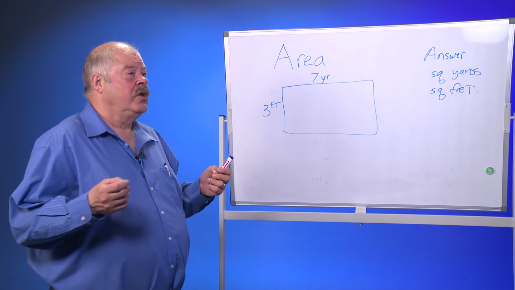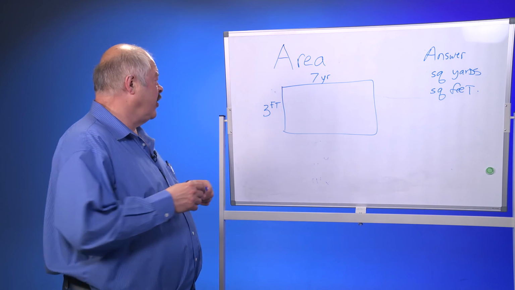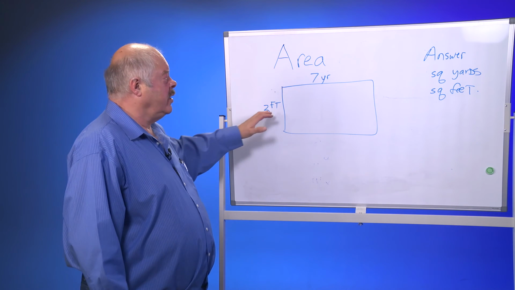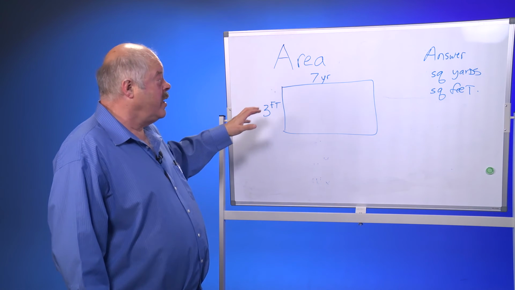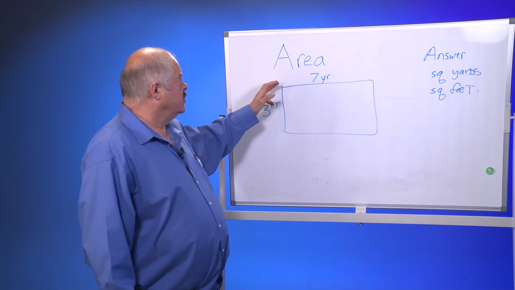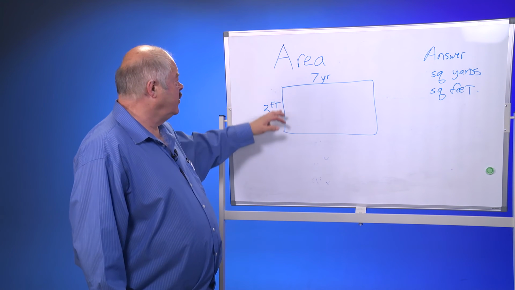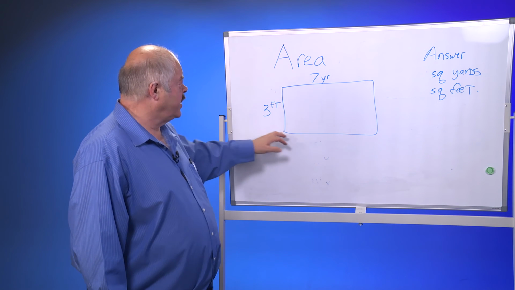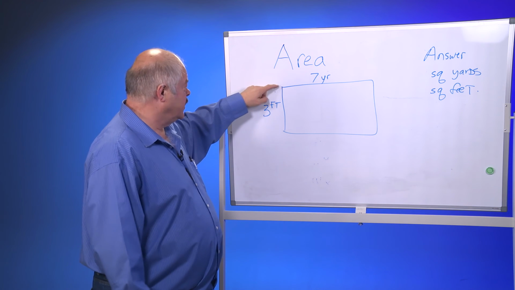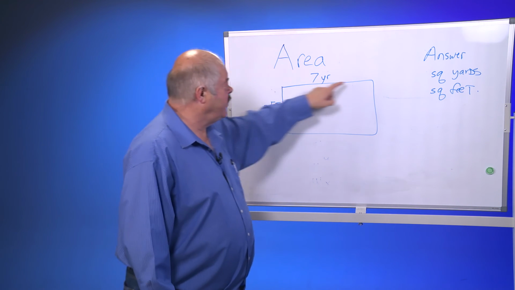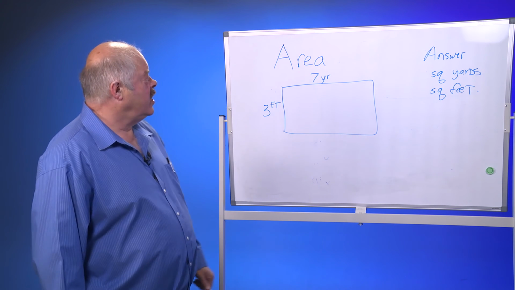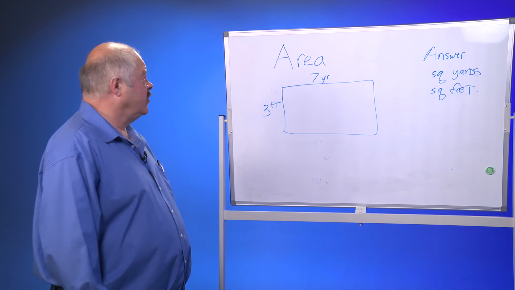And so you have to look at diagrams and the questions carefully to see what the units are and if they're the same throughout the diagram, and also to look and see what the answer wants. So suppose they gave you a question that said, here is a rectangle. It's not drawn to dimension. It's 3 feet wide and 7 yards long. What is the area of that?